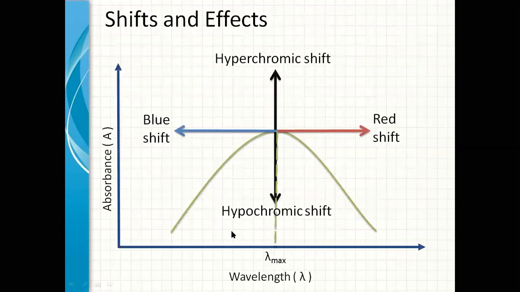We can see here, down is hypochromic shift, up is hyperchromic shift. Towards the left side, shorter wavelength, we call it blue shift, and towards the right side, longer wavelength, we call it red shift. Bathochromic shift, hypsochromic shift, hyperchromic shift, hypochromic shift.